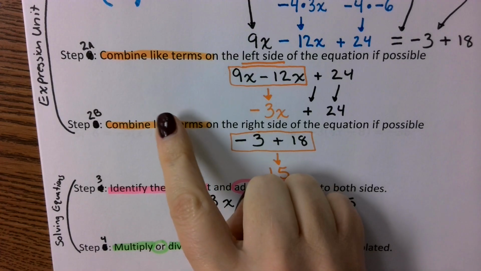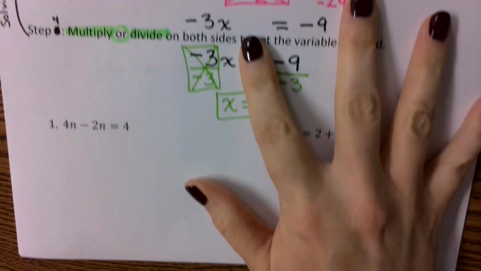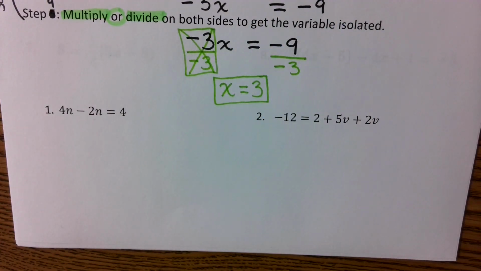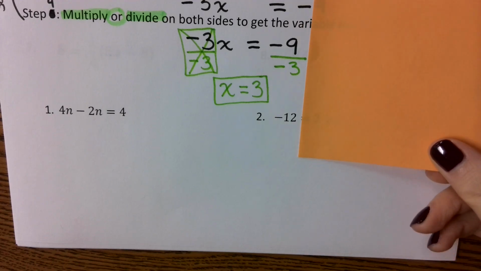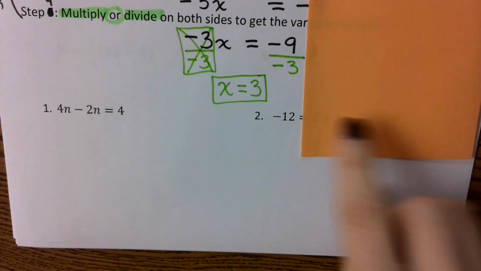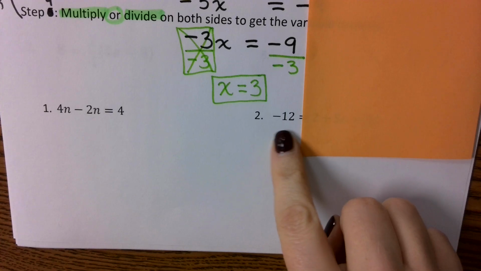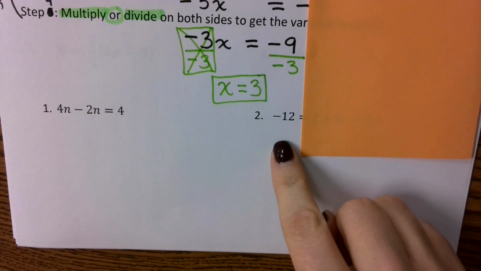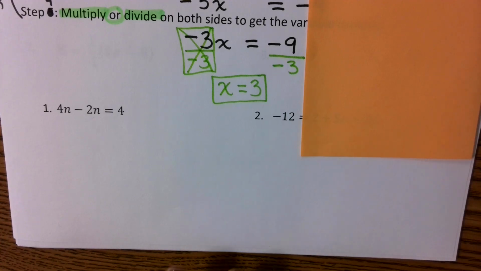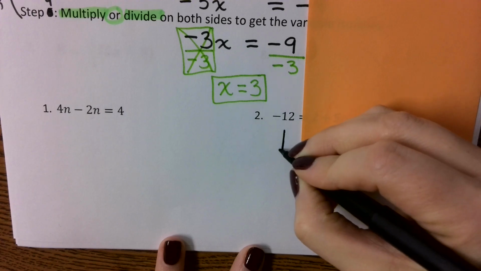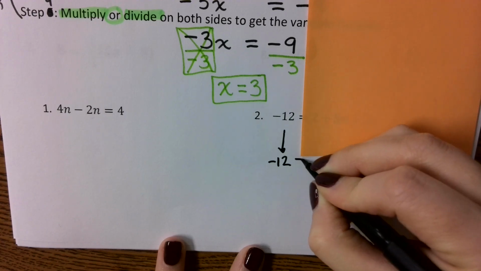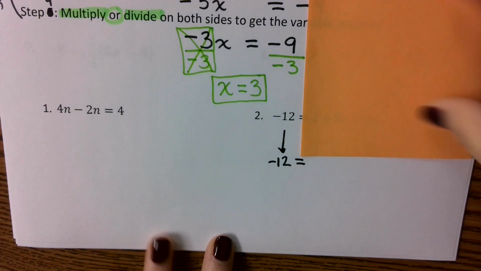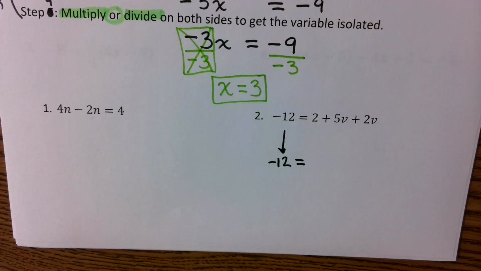2a and 2b. So 2a says to check the left side. So we're going to cover up the equal sign, and we're going to look at the left side. Can I simplify negative 12? No, can't simplify it. It's just going to get brought down along with my equals.